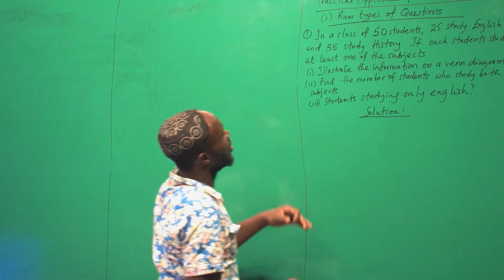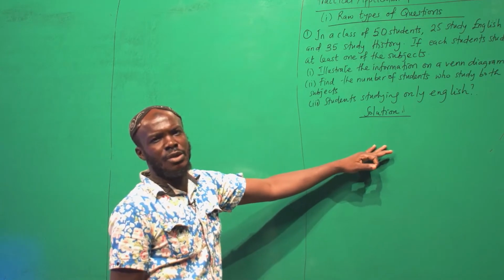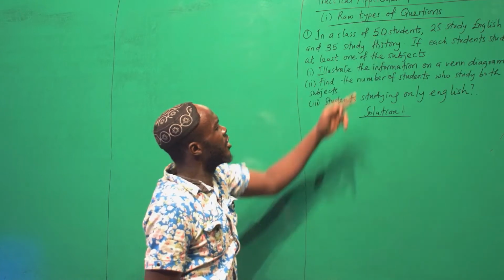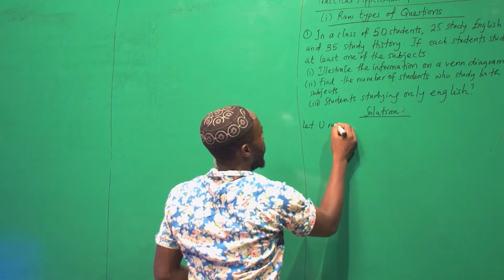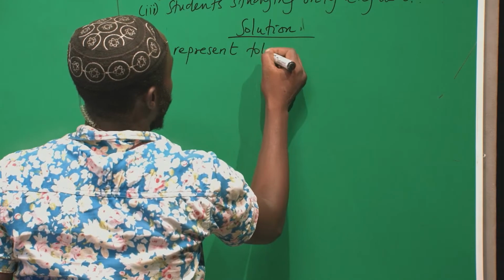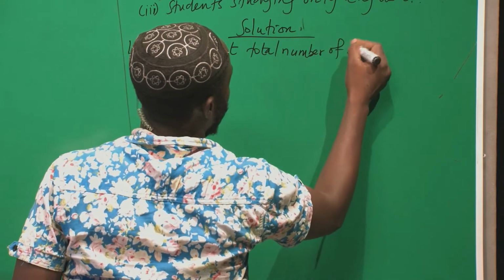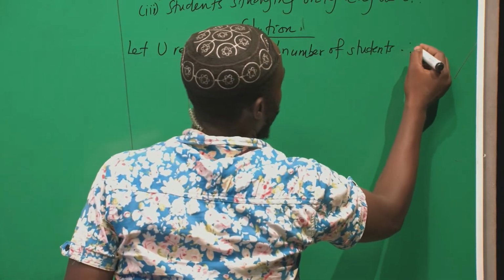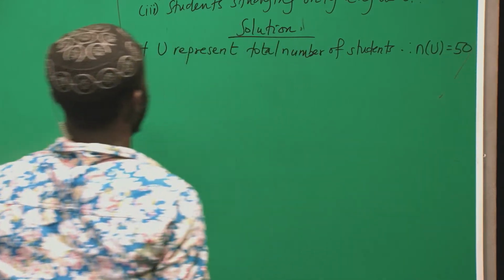Now we need to put these commodities into individual set notations, and that is what we're going to use. When we take the universal set, that is the total number of students, we said let U represent the total number of students. Therefore, N of U is 50.